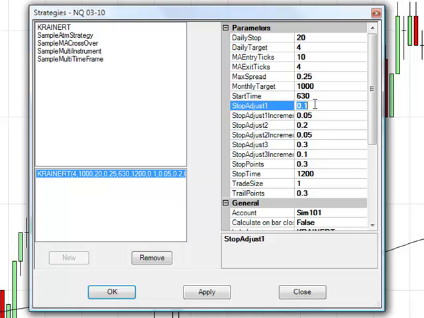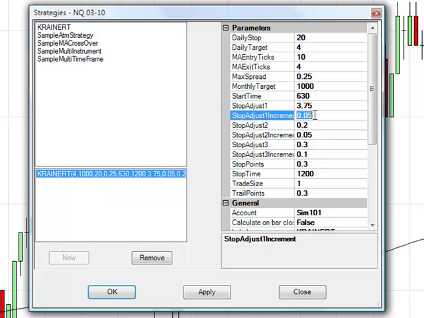Next parameter setting is stop at just 1. We have that set for 3.75, and that just means that when the market moves 3.75 points in your favor, you will move your position closer to the market.